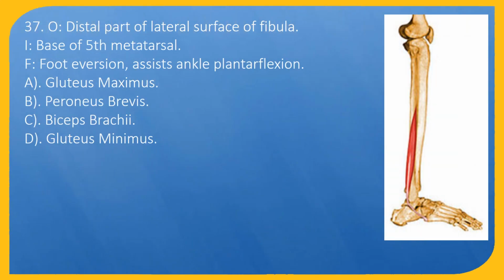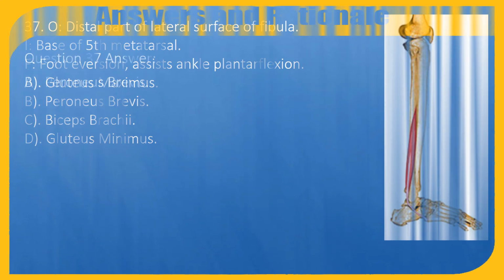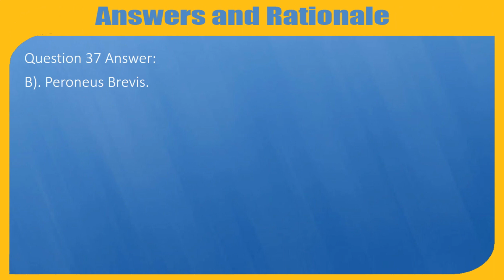Question 37. Origin: distal part of lateral surface of fibula. Insertion: base of fifth metatarsal. Function: foot eversion, assists ankle plantar flexion. A. Gluteus maximus. B. Peroneus brevis. C. Biceps brachii. D. Gluteus minimus. Question 37, answer B. Peroneus brevis.